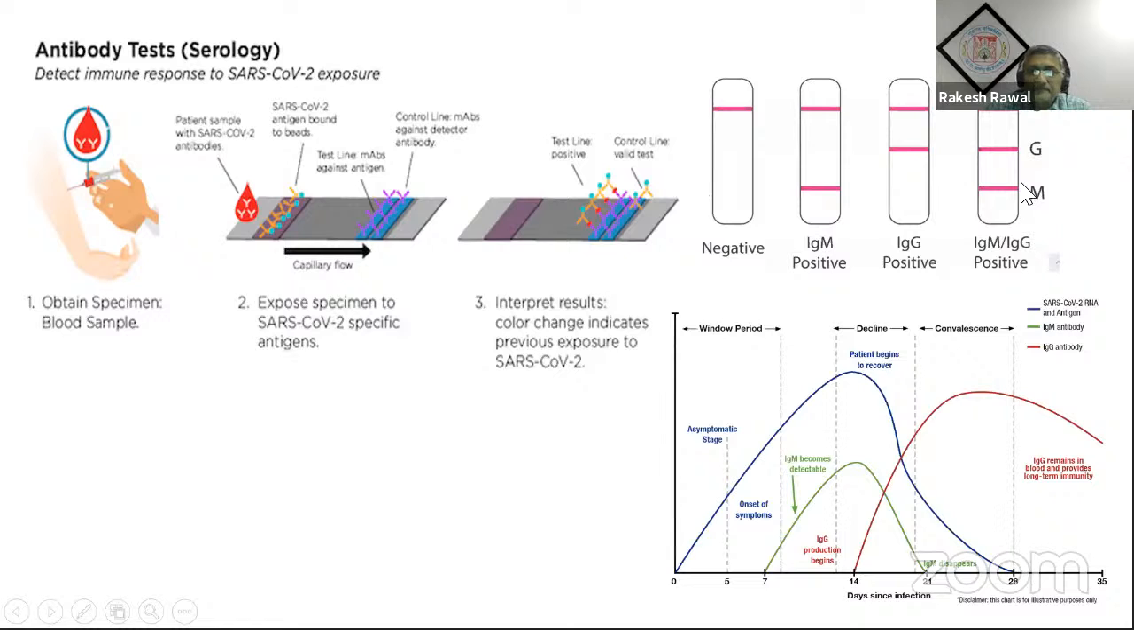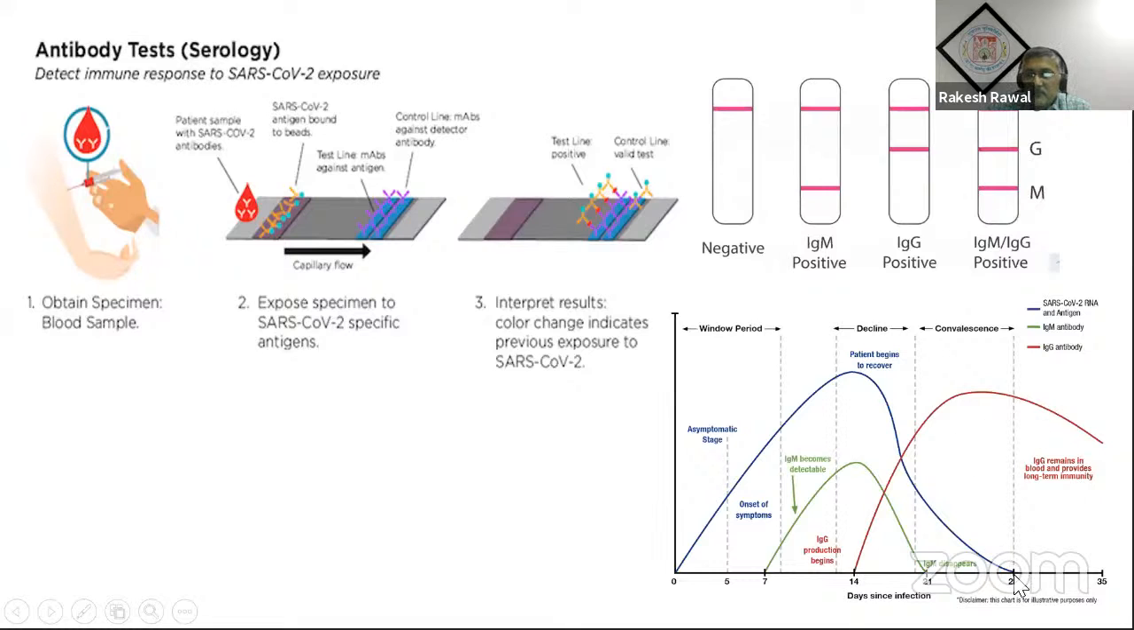And if you develop a band at G or M, based on that, there is for sure a control band, otherwise the test has failed. If you get IgM, that means you are still in the phase where IgG is not developed, because IgG develops at a later stage, and IgM starts developing from day 7 to day 14 or up to day 21, and IgM will disappear and IgG will take over.